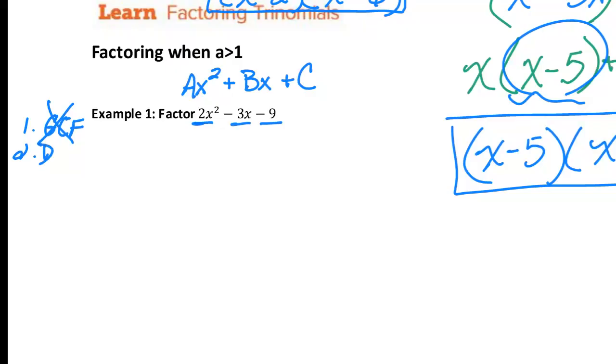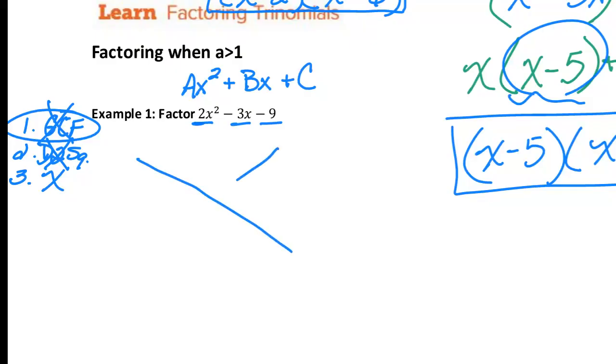Second is going to be difference of 2 squares. We haven't learned that yet. We're going to get to that later, after Thanksgiving. Third, we're using the x. So anytime you have a trinomial, if you've checked for a greatest common factor first and you don't have one, you're going to the x. So let's create our x. At the top part of this x, I'm looking for a times c, and b on the bottom. A times c and b on the bottom.